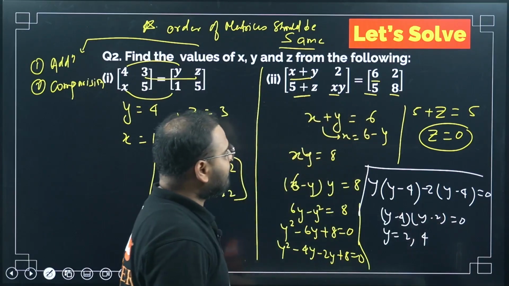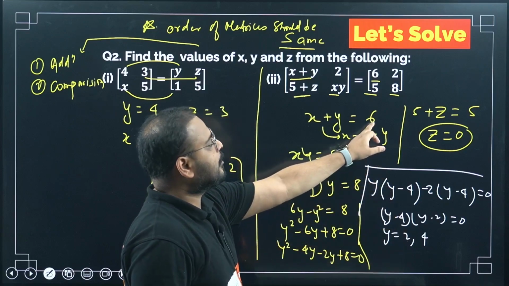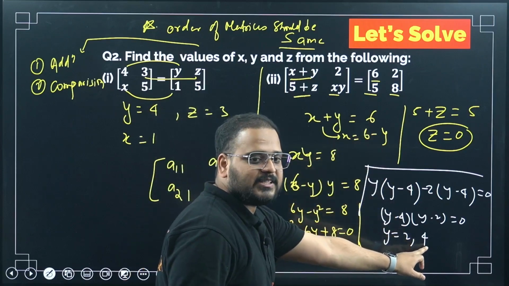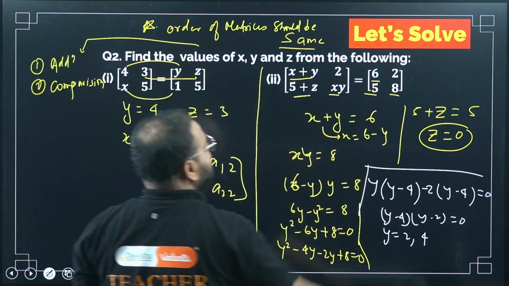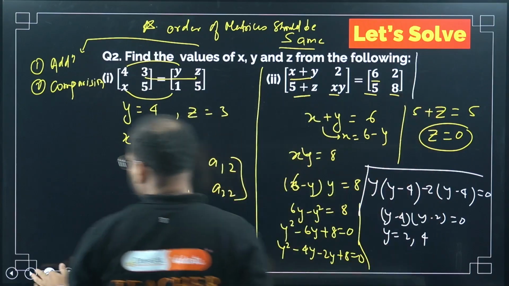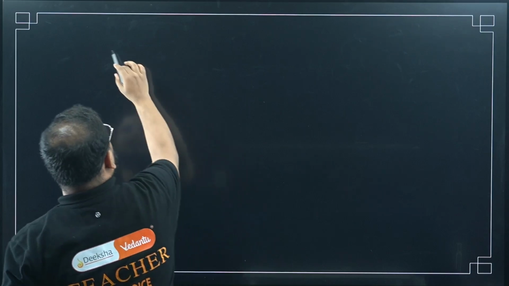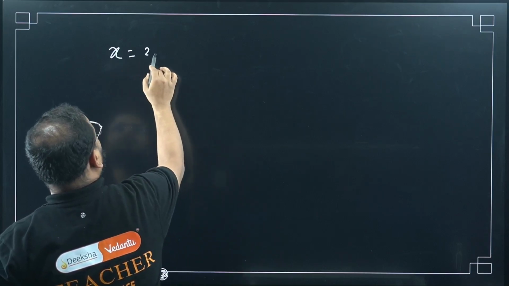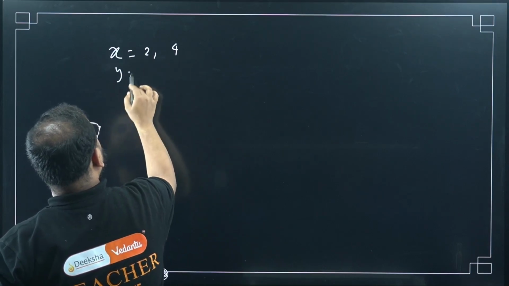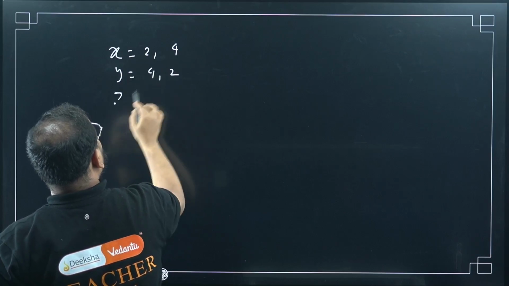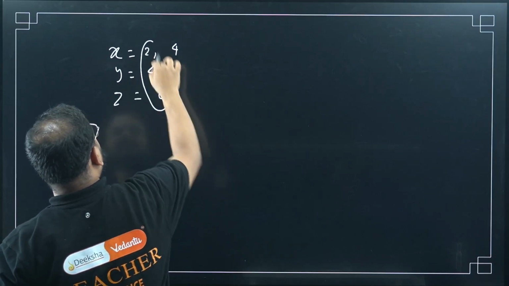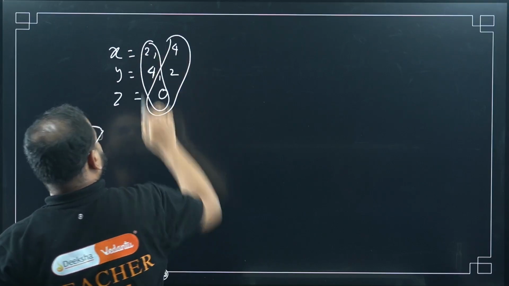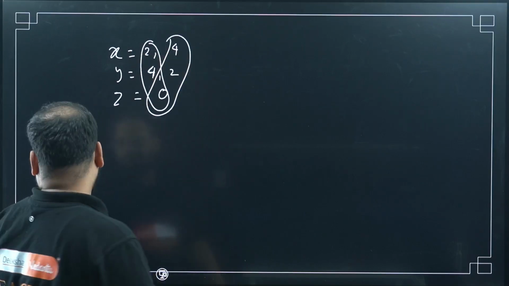If I get y equal to 2, my x will be 4. If I take y as 4, x will be 2. So it is interchangeable. So basically my answer is x equals 2 or 4, y equals 4 or 2, and z equals 0. So either you can pick this set or you can pick this set. Both are correct. Why is it like that?